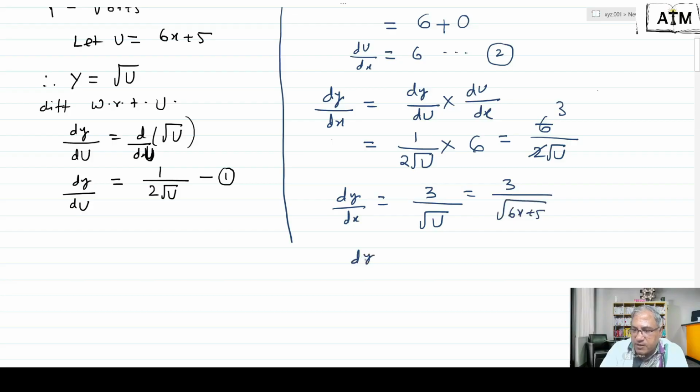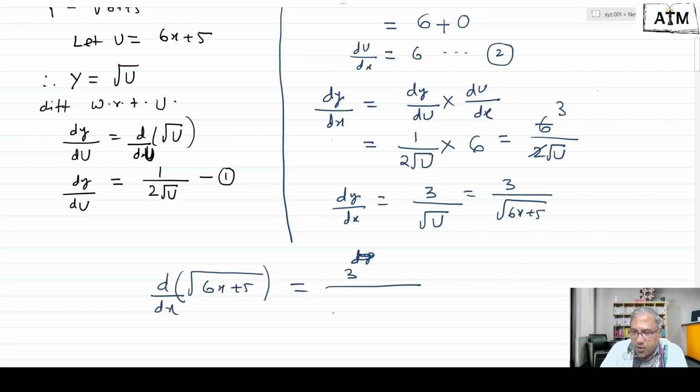Therefore the final result, how to write the final result? Differentiation of root 6x plus 5 with respect to x equals 3 upon under root of 6x plus 5. This is the result. This way we perform the chain rule. Now let us do one more example.